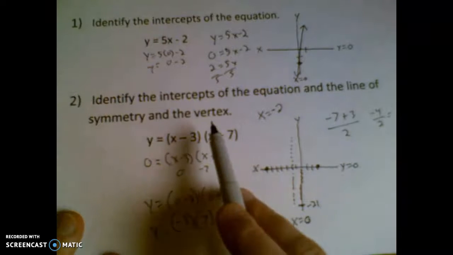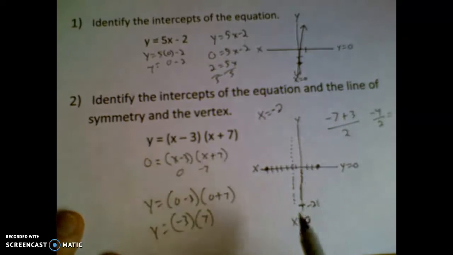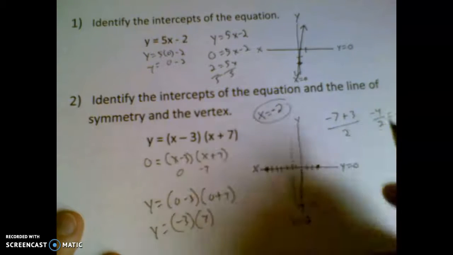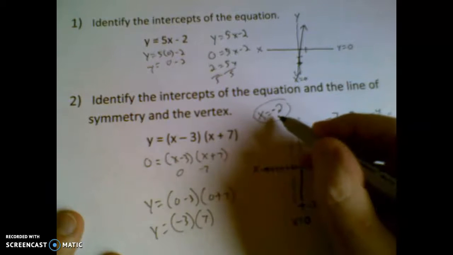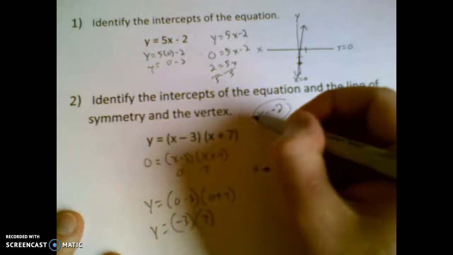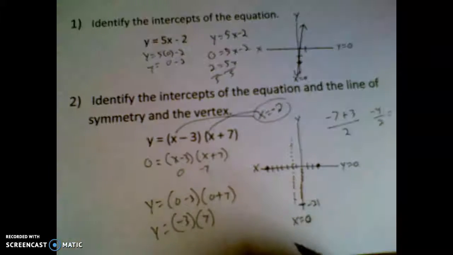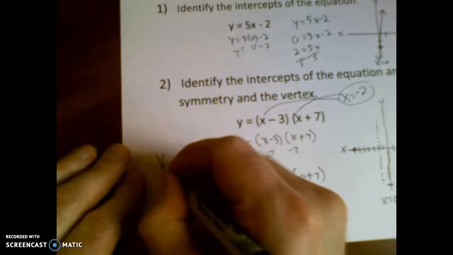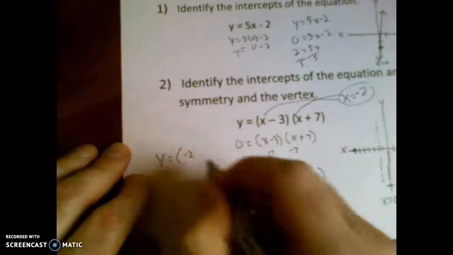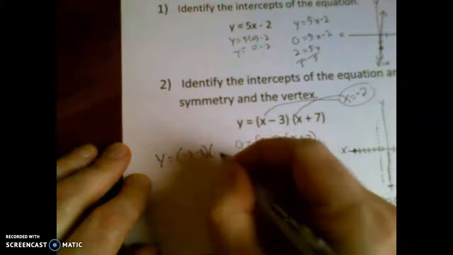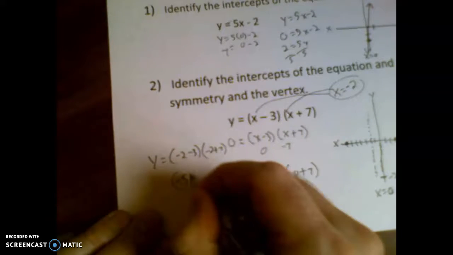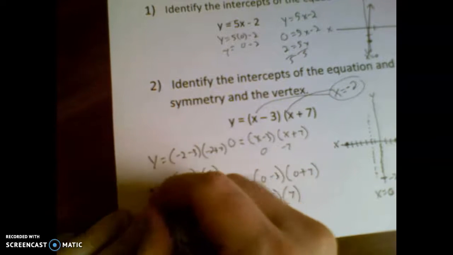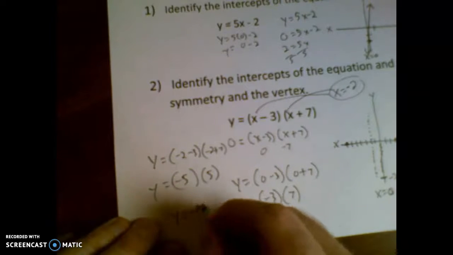And then it says the vertex. That's another word that means the highest or lowest or maximum minimum point of our graph. So what I do is I use the line of symmetry, because your highest or lowest point has to be along this line. So you know the x value has to be -2, and you substitute in for each of your x's. So now I would have y equals -2 minus 3, and the other one would be -2 plus 7, and I would just solve this. So -2 minus 3 is -5, -2 plus 7 is +5. You multiply those together and you get -25.